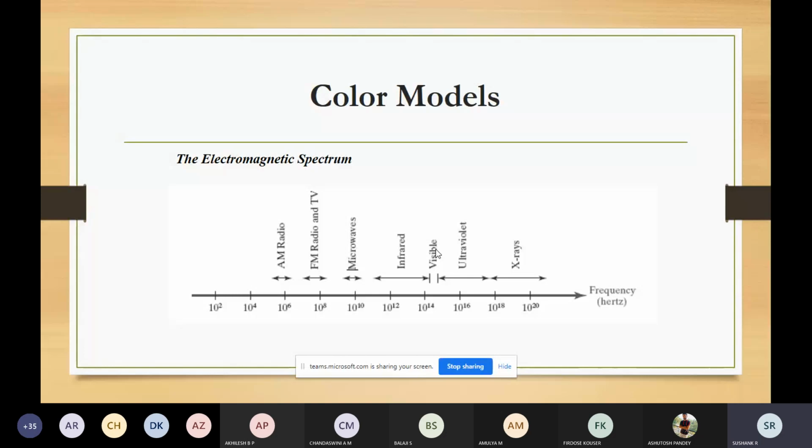So first thing is properties of light. I told you in yesterday's class itself, light is an electromagnetic wave. So light exhibits different characteristics. You can call light radiant energy. When you look into the light from the physics point of view, you know that it is an electromagnetic spectrum. So light is an electromagnetic spectrum.